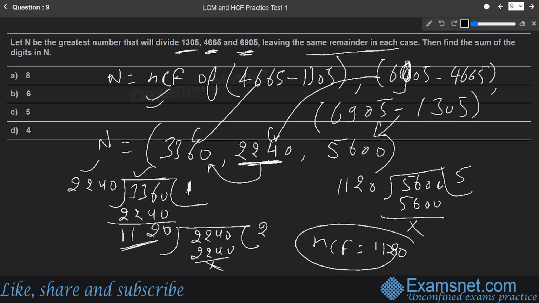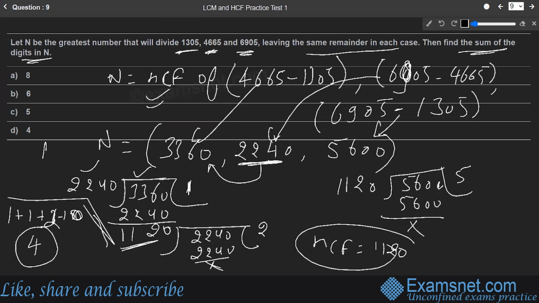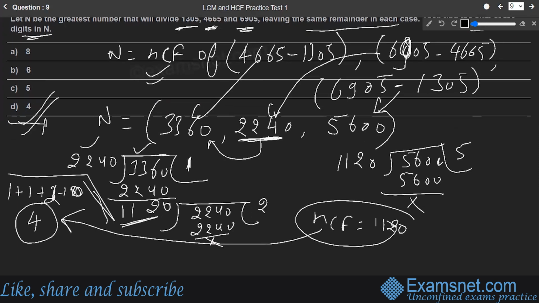Now, what has been asked in the question is to find the sum of the digits of n. So we are supposed to find the sum of digits of 1120. That is nothing but 1 plus 1 plus 2 plus 0, which is going to be 4. The sum of digits of 1120, the HCF, is 4, and that becomes the right answer for us, available in option D.